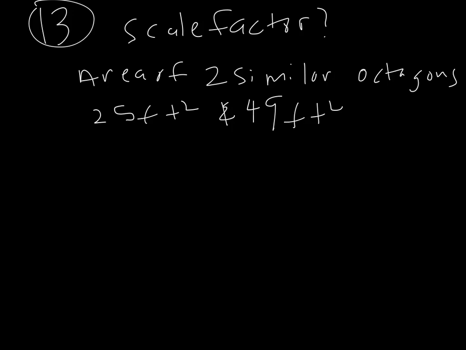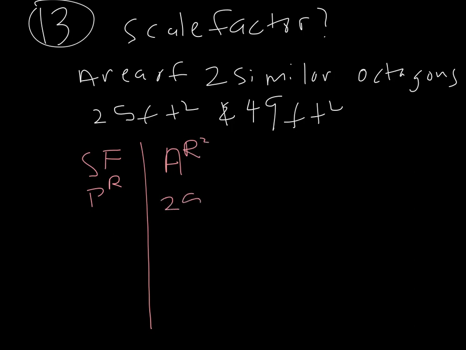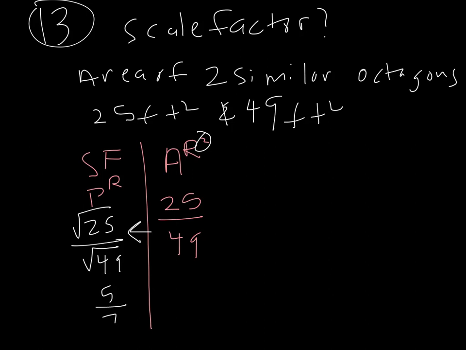So it's asking for the scale factor. Don't forget the scale factor and perimeter ratio are the same thing. So what they give us are two areas. So we can set up our area ratio. Remember, area is squared. Okay? So if we want to go back to one-dimensional, we would have to take the square root of this. So my scale factor would be the square root of those two numbers. So if I simplify that, that'd be 5/7.